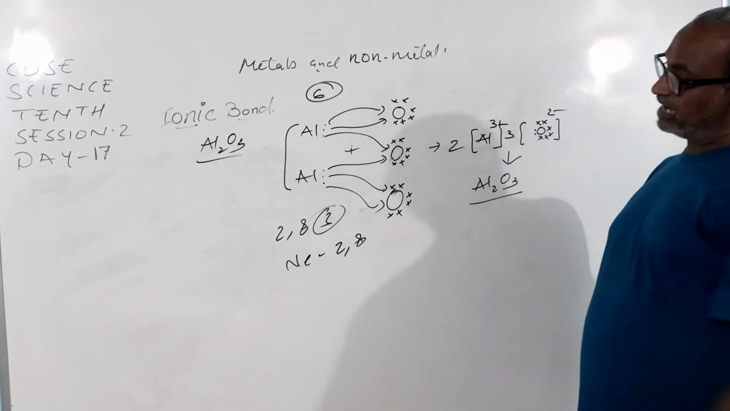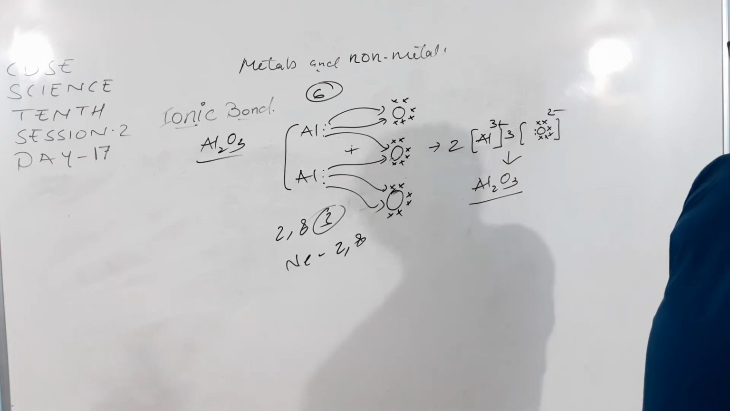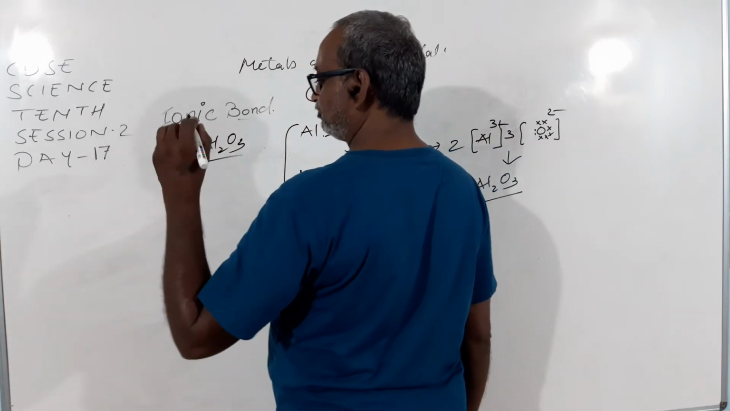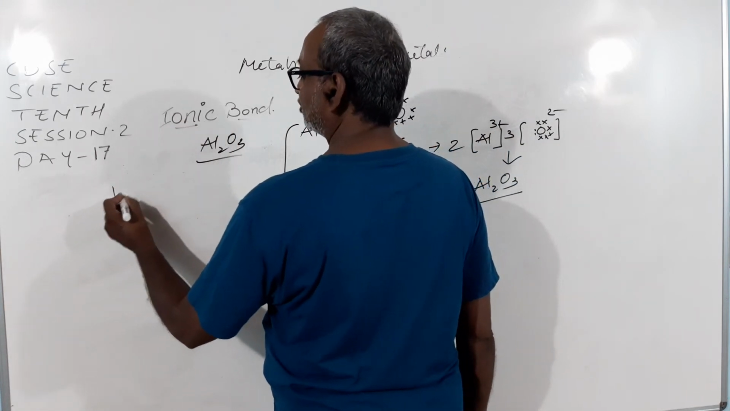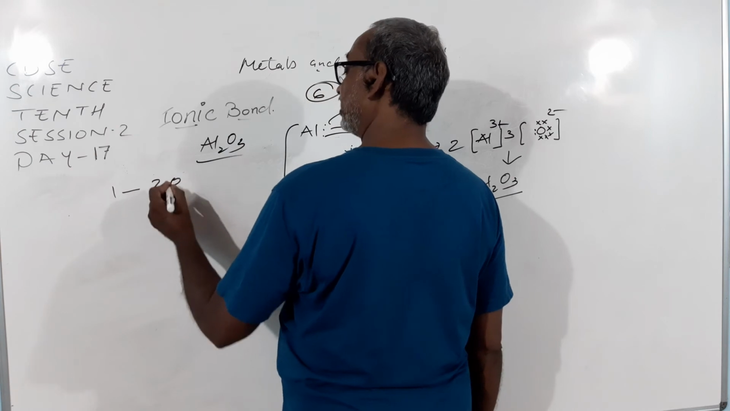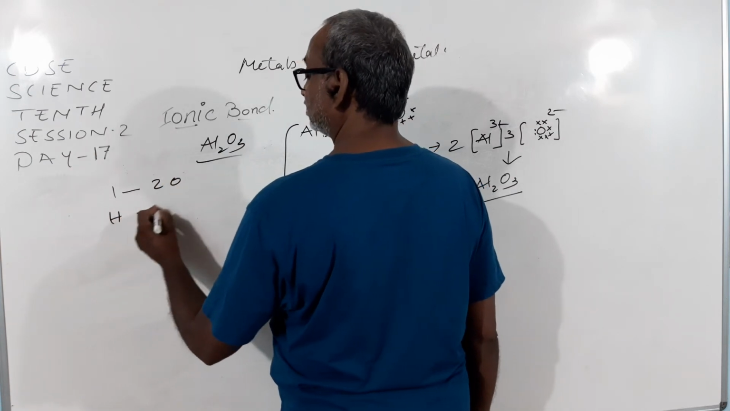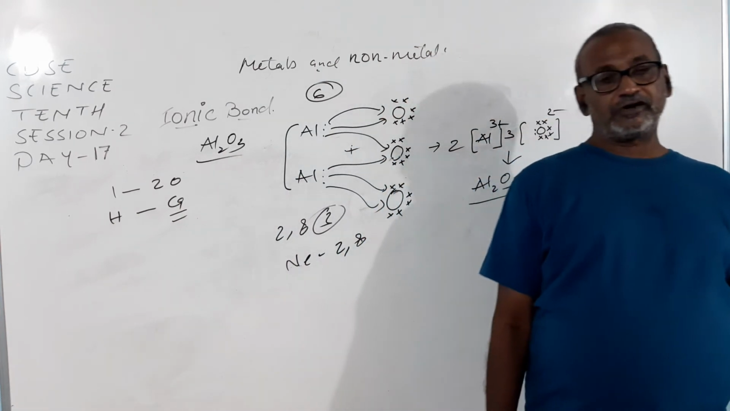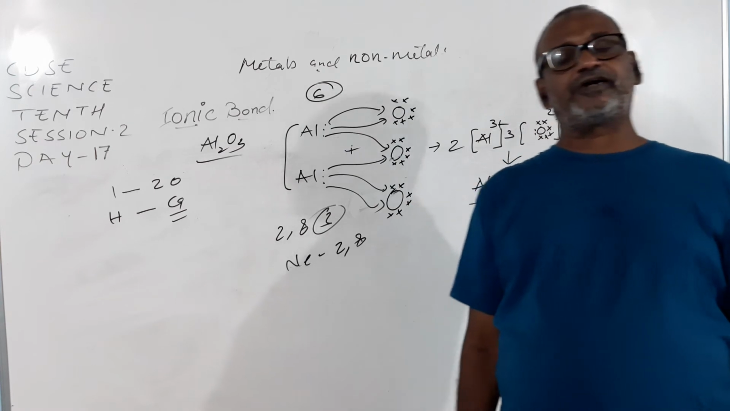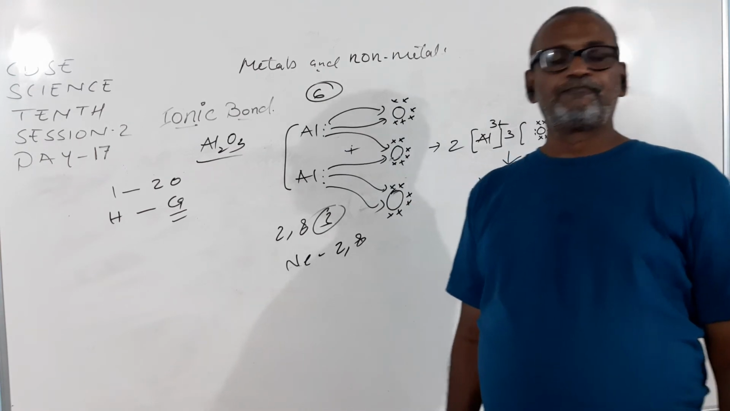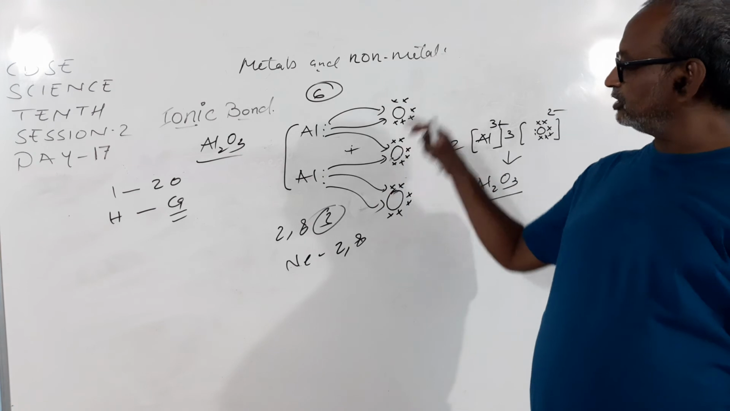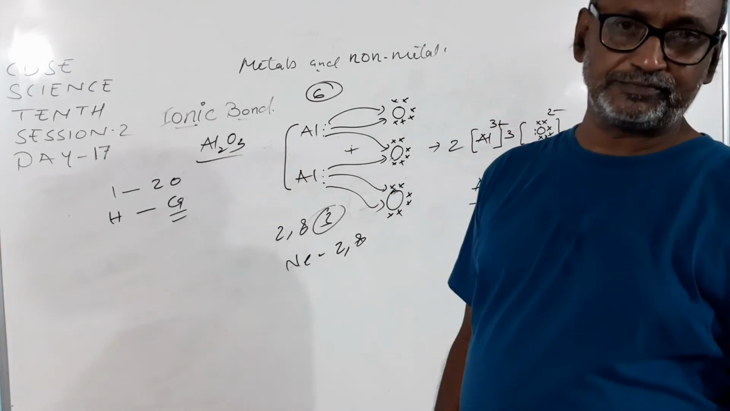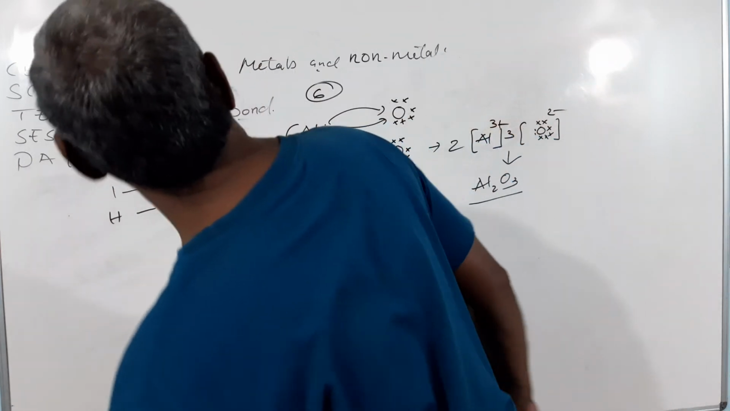So in order to show the formation of the ionic bond, you remember in 10th class CBSE, you should be familiar with the electronic configuration of the first 20 elements, that is from hydrogen to calcium. If you are not familiar with the electronic configuration of the first 20 elements, you cannot answer the questions related to the formation of ionic bond. Let's see a few more examples.